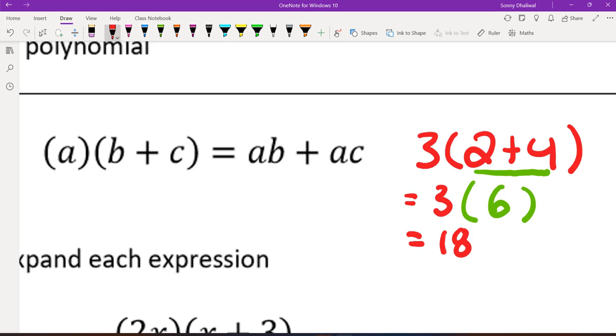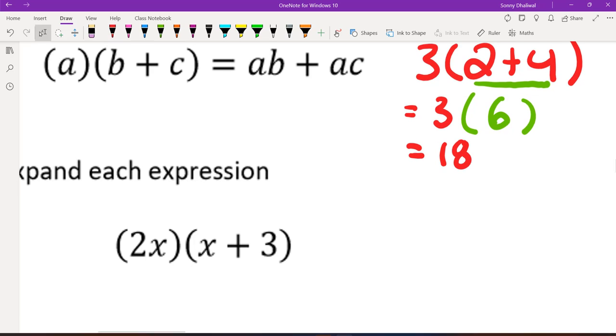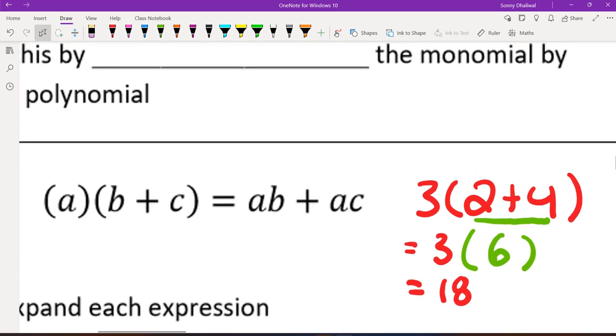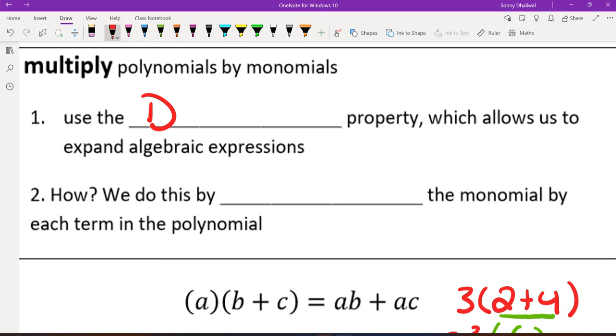But it only works if the stuff inside the bracket you can add. They're alike. 2 and 4, they're both numbers. We can add these together. X and 3 are not alike from last chapter, remember? So we can't combine these together. So how do we get past this math step if we can't add them together? There's something called the distributive property, right? That you guys are going to learn and use this a lot in math. So this is a workaround in this situation when you can't combine the stuff inside the brackets, right?